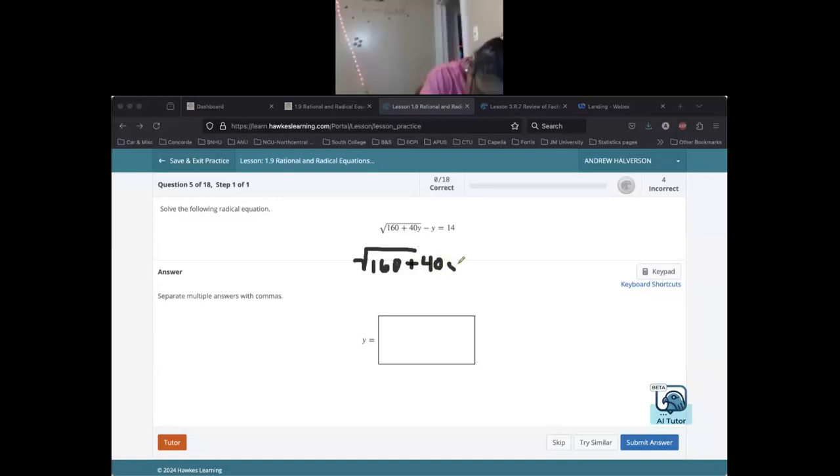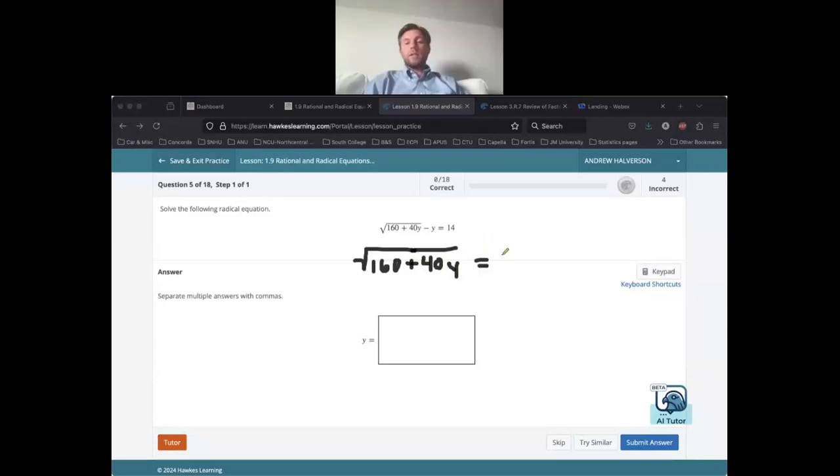Now that's all inside of a square root symbol, by the way. And we're going to add y to each side. So this is what we get: y plus 14 on the right side. Now we square. It means we take the entire left side and we square it, and you take the entire right side and you square it.